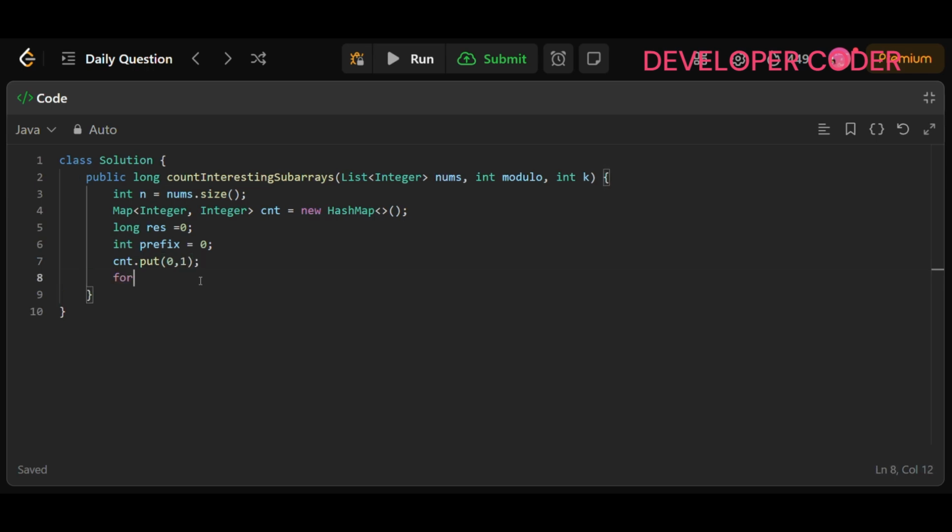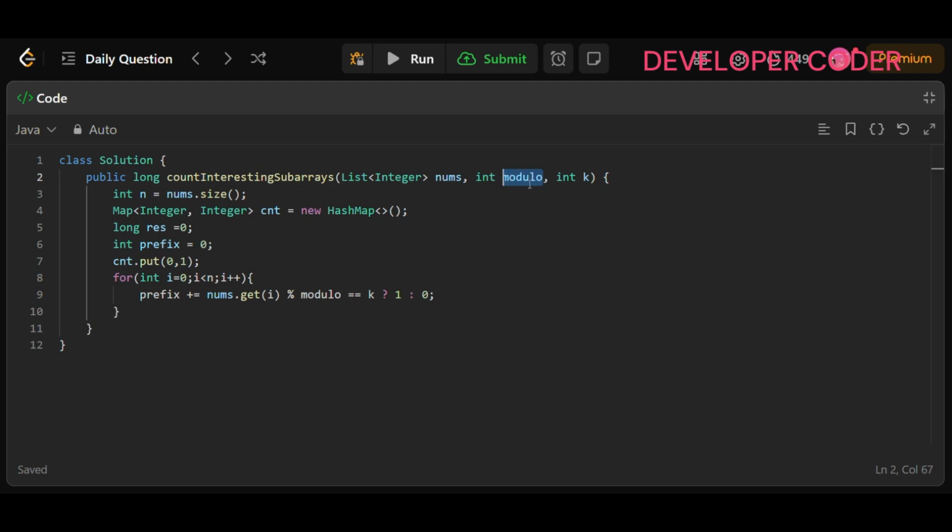So now just run one loop. For int i is equal to 0, i less than n, i plus plus, and inside this, first you have to calculate the prefix. So prefix you are going to update as prefix plus nums.get(i); get that particular element and check whether it is special or not. How do you check special? Mod with the modulo value which is given to us. If it is equal to k, then increment the prefix sum by 1, otherwise take 0.